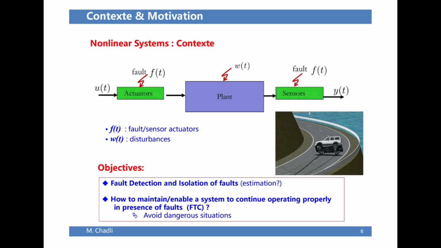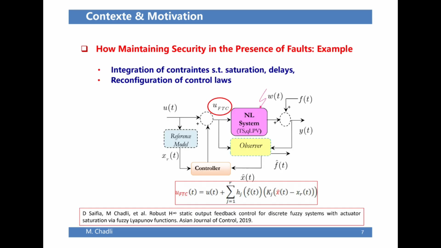Another FTC approach, this method represented in this slide, is based on a reference model. As you can see here, we have a reference model. This approach is based on a reference model that can be used, for example, for trajectory tracking. This approach is very interesting because it can be used, as I said, in trajectory tracking, which can be used, for example, in applications such as autonomous vehicles.